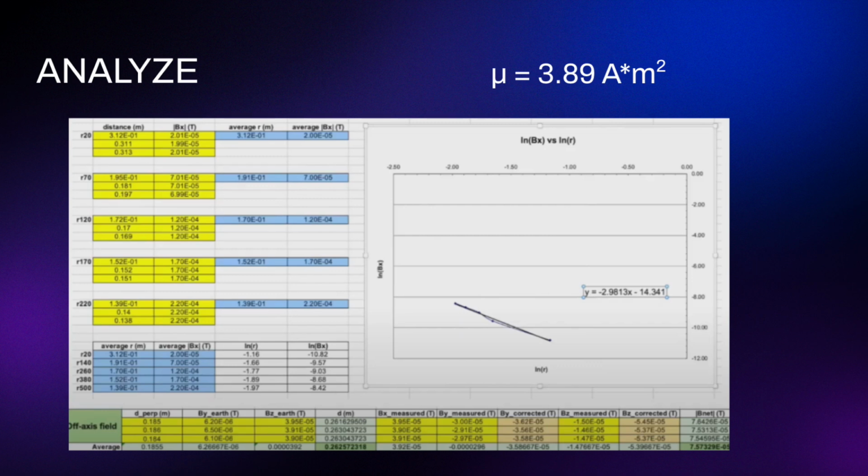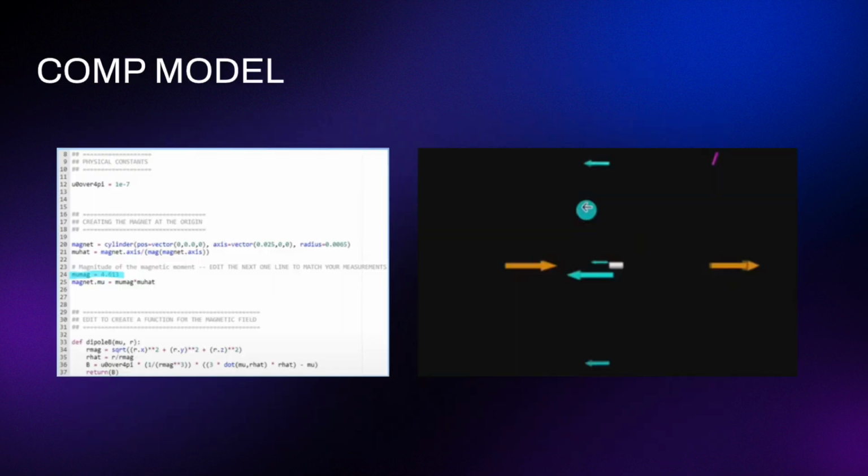Now that we have the observed data out of the way, we can move on to the computational model. The first step is to create a function for the magnetic fields and to set our initial conditions, particularly the magnetic dipole moment that we found in the previous steps.